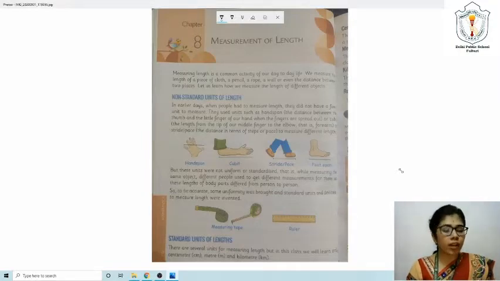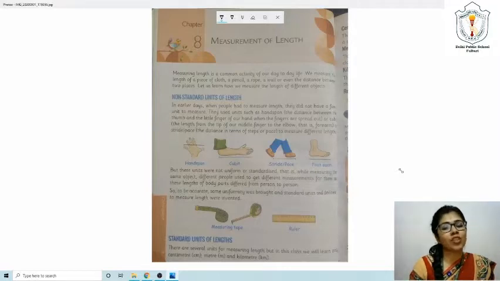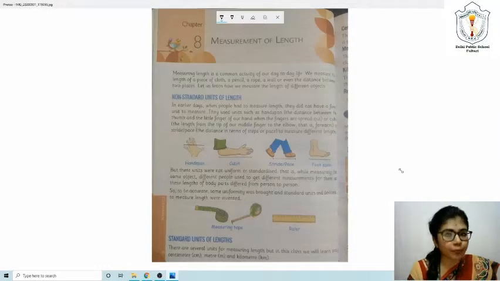Now you have done this chapter already, in your previous class. That means measurement, you already have an idea of what is measurement and how we measure objects or things. So once again, for recapitulation purposes, I'll tell you what is measuring length.